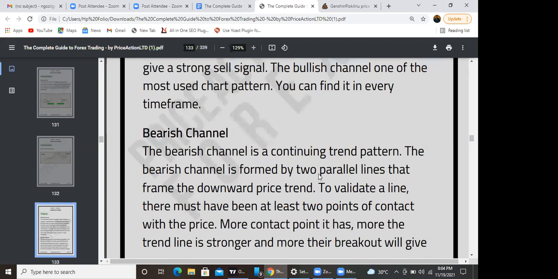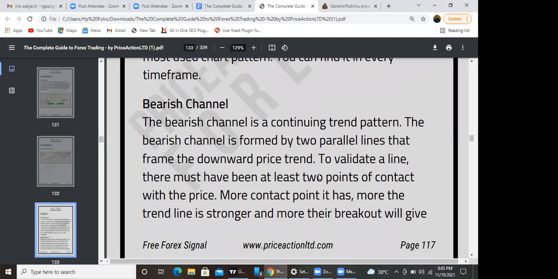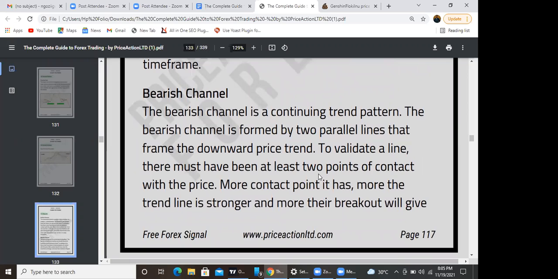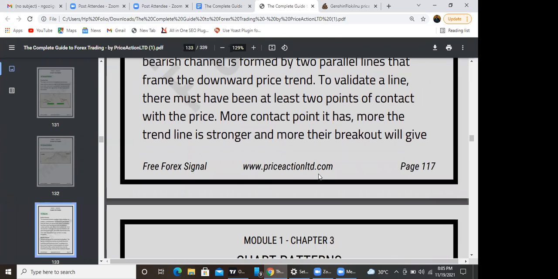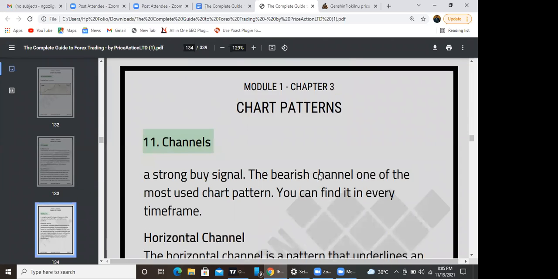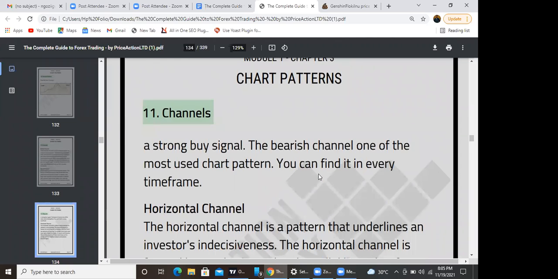The bearish channel is a continual trend pattern. The bearish channel is formed by two parallel lines that frame the downward price trend. To validate a line, there must have been at least 2 points of contact with the price. The more contact points it has, the stronger the trend line is, and the breakout will give a strong buy signal. The bearish channel is one of the most used chart patterns you can find in every time frame.